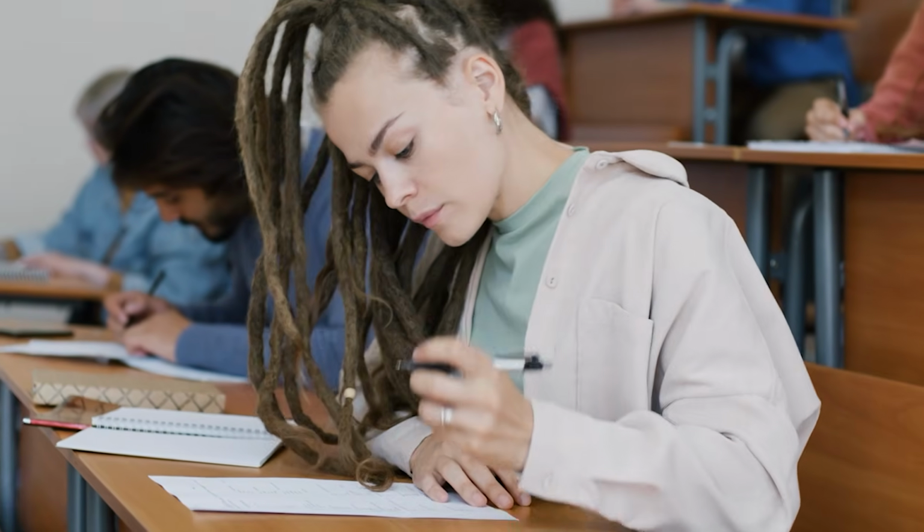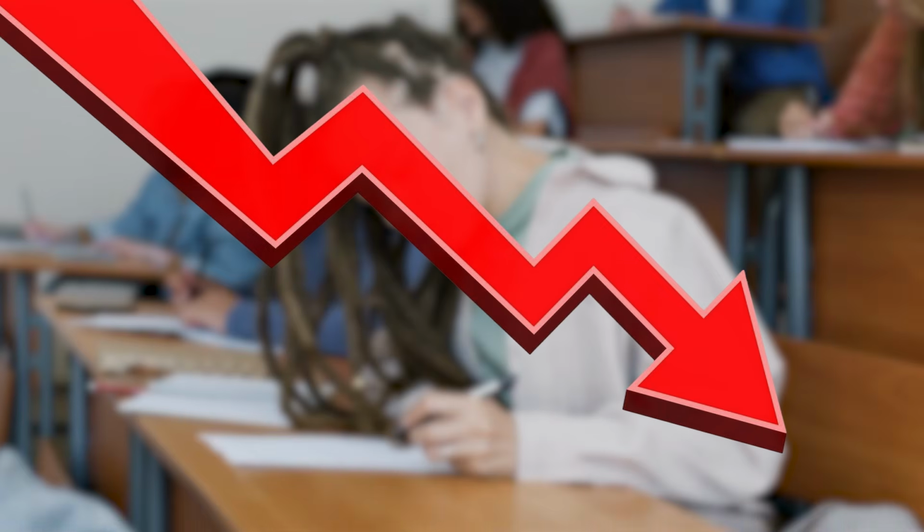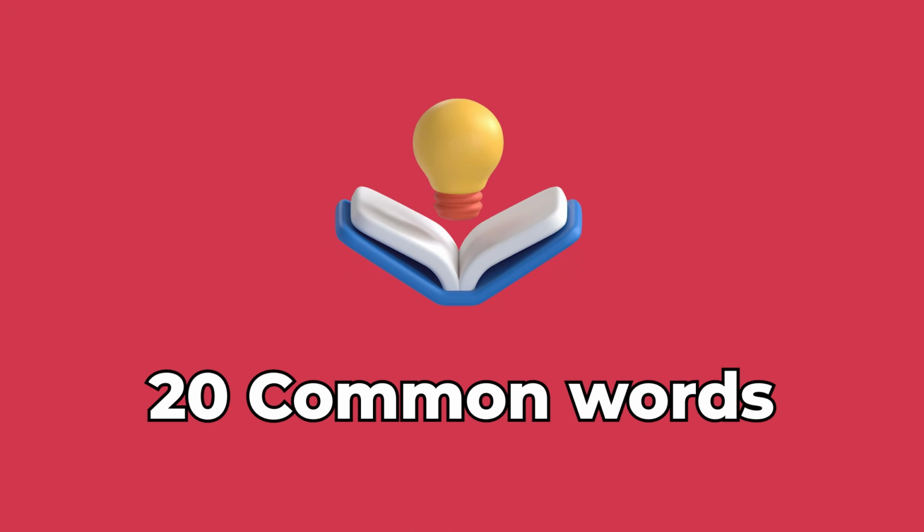Many IELTS general test takers score low in the reading test because they don't understand essential vocabulary. But you can avoid this problem because certain words appear repeatedly in the passages. In this video, you'll learn 20 words that commonly appear in the IELTS general reading test.